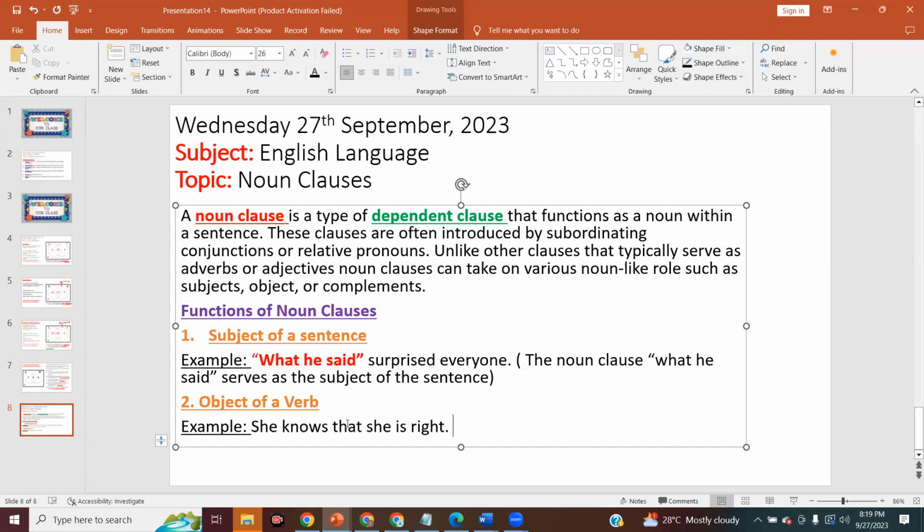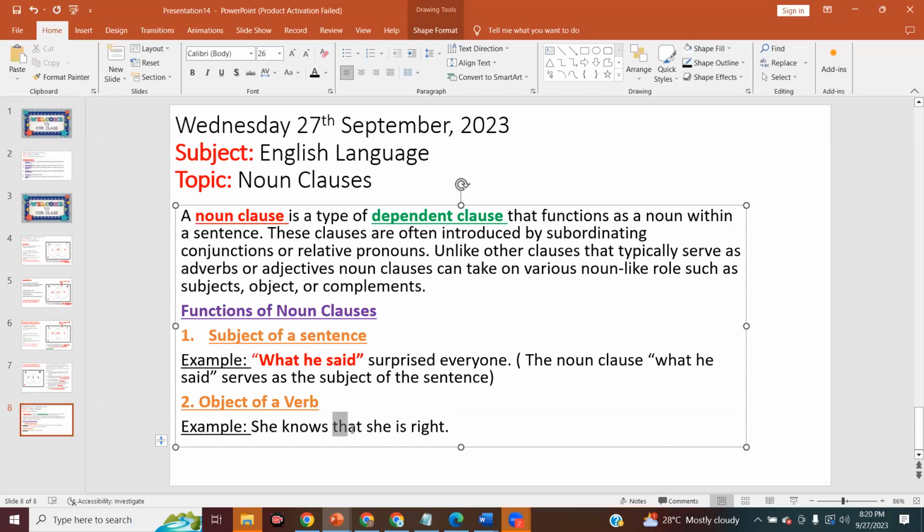Now, what is the noun clause in this sentence? You don't have to write it in the chat, just tell me, what is the noun clause? That she is right. You can't just say she is right. You need a subordinating conjunction or relative pronoun in front of it.